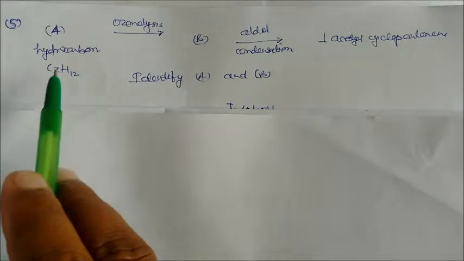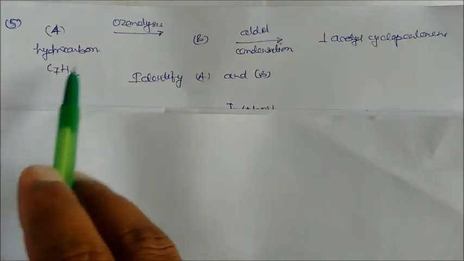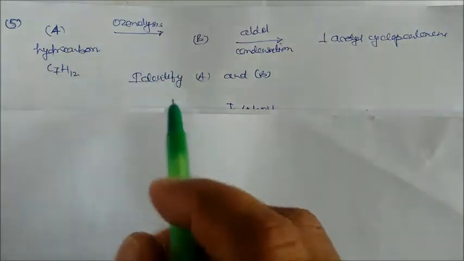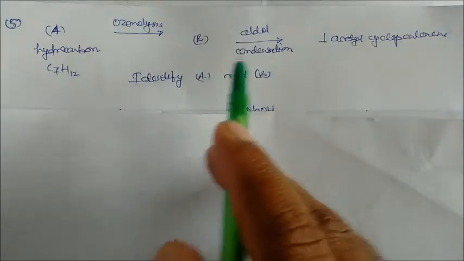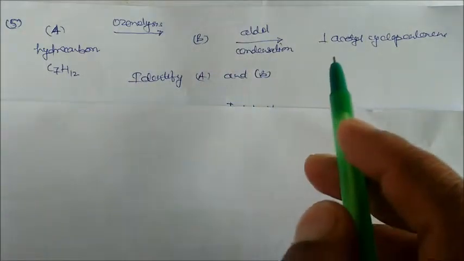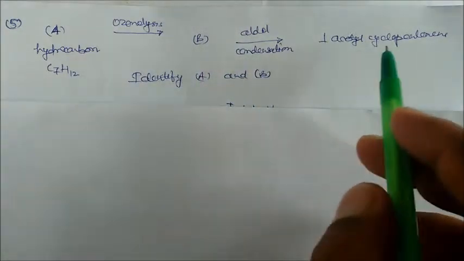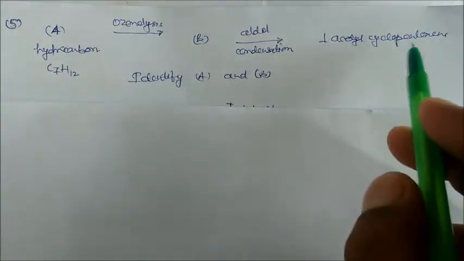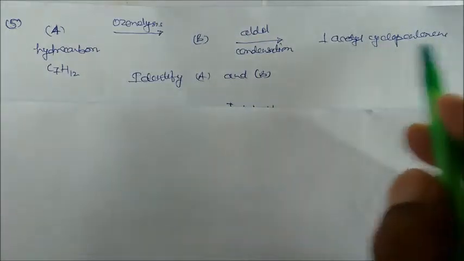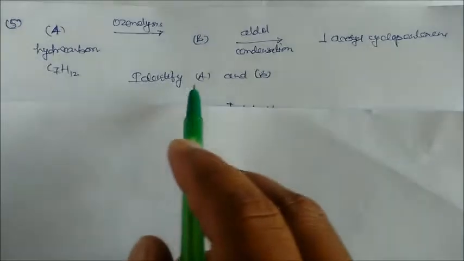So this is a hydrocarbon C7H12. On ozonolysis it will give you B, and B on aldol condensation you will get here one acetylcyclopentene. So you have to identify A and B. So this is the compound.